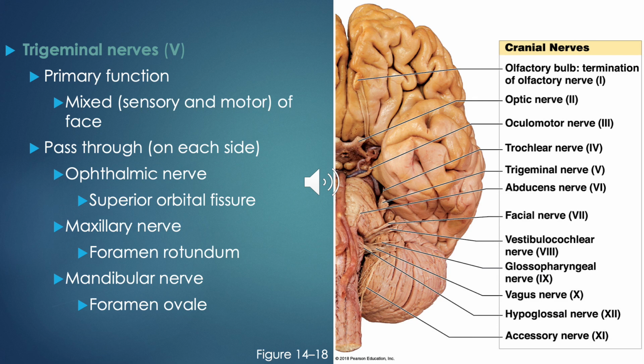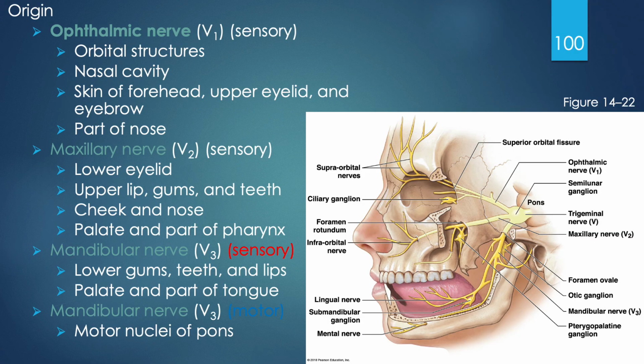So on each side, they're going to pass through, for the ophthalmic nerve, the superior orbital fissure. The maxillary nerve will pass through the foramen rotundum, and the mandibular nerve passes through the foramen ovale. Of course, the origin varies contingent on which branch we're discussing as well.